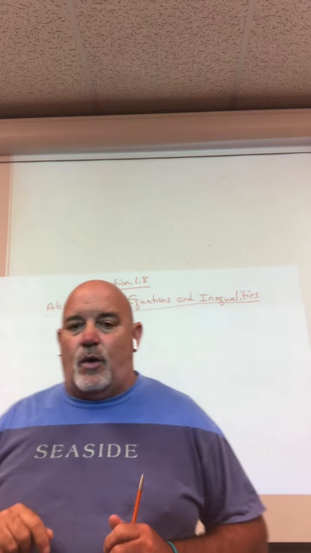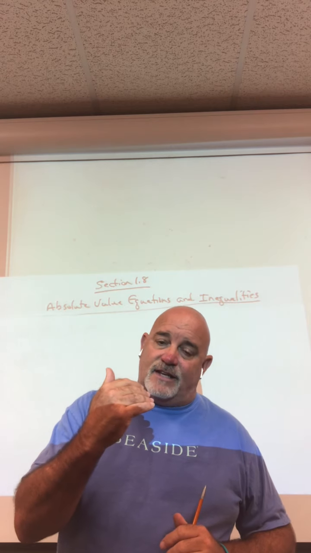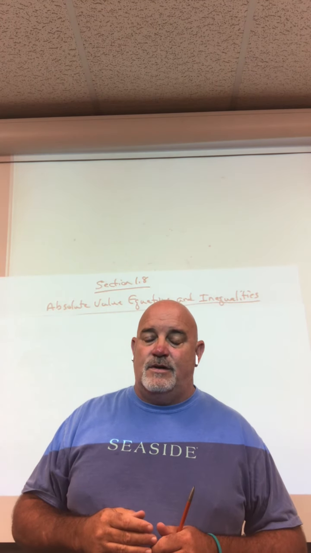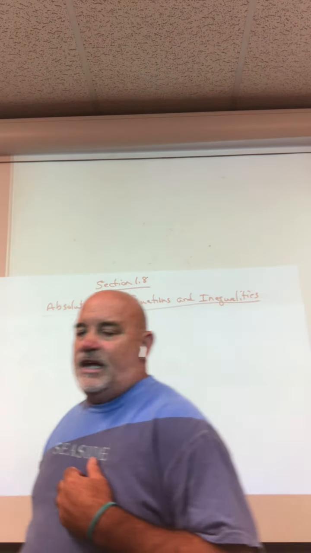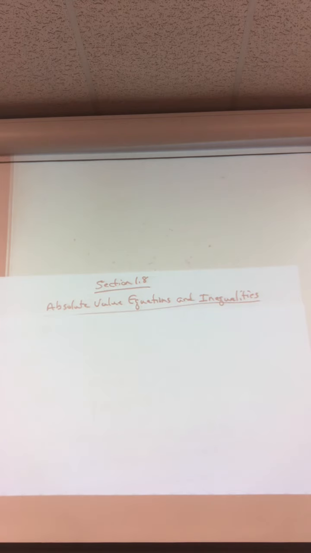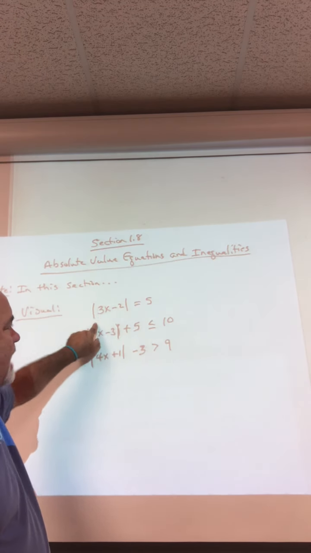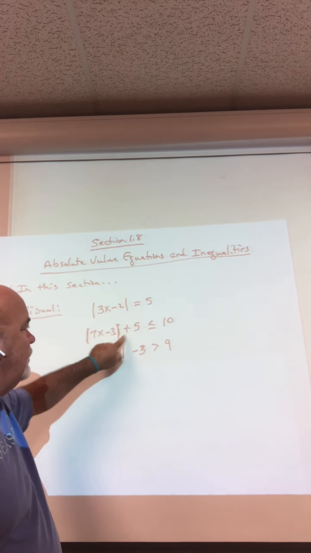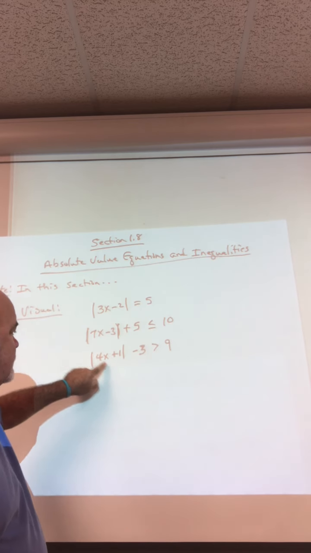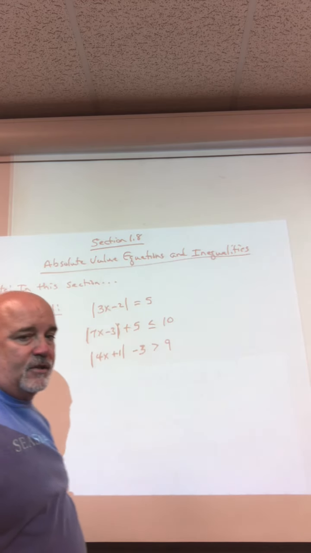So what these problems are going to look like is you're going to have absolute value symbols in the problem. You're going to have an x in there because you're solving for x. And you're going to have an equal sign or an inequality symbol. So let me just give you a few visuals right quick. You don't have to write these down. This problem right here is an absolute value equation. This one is an absolute value inequality. This one is an absolute value inequality. So these are absolute value problems.